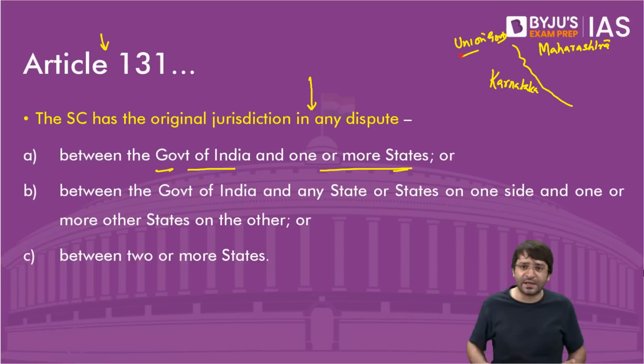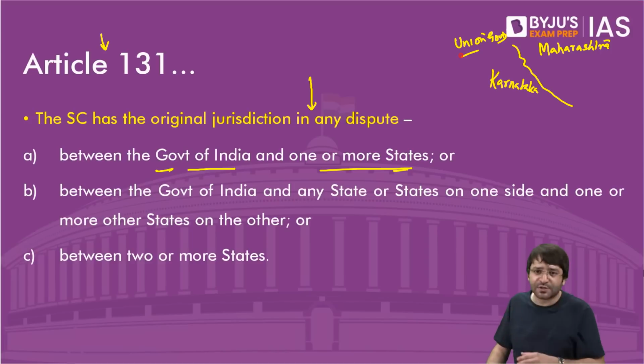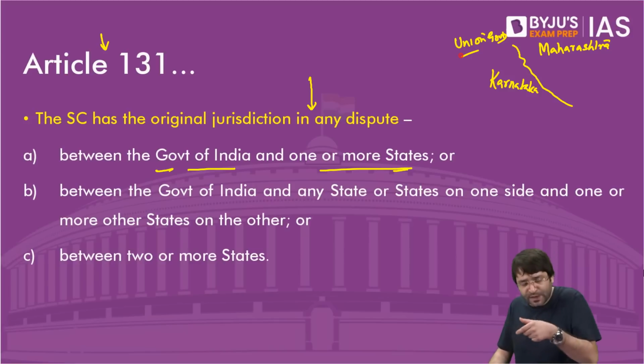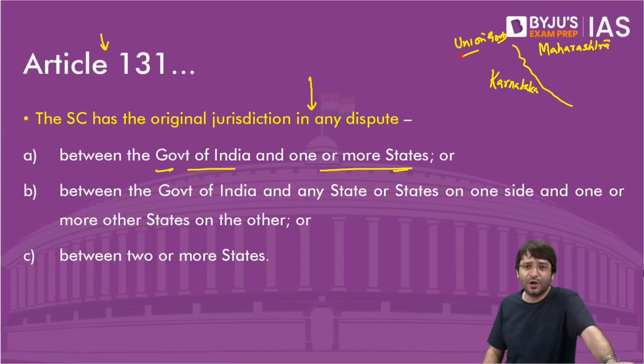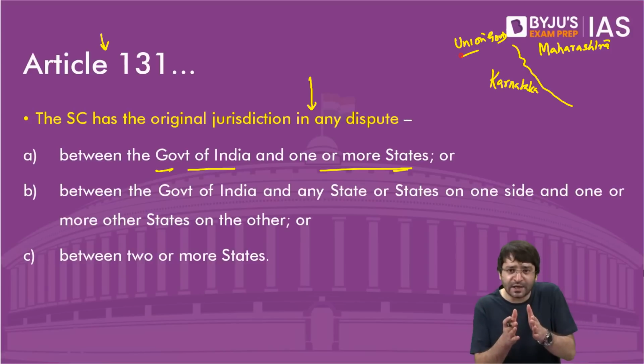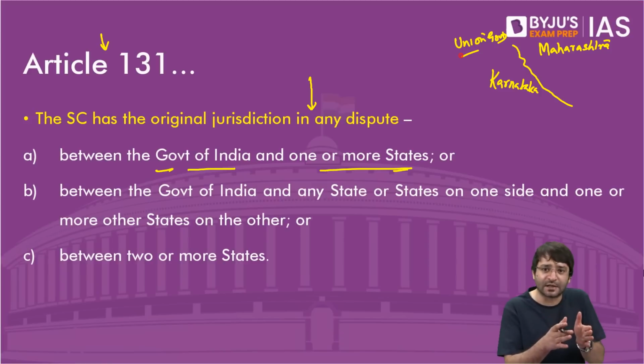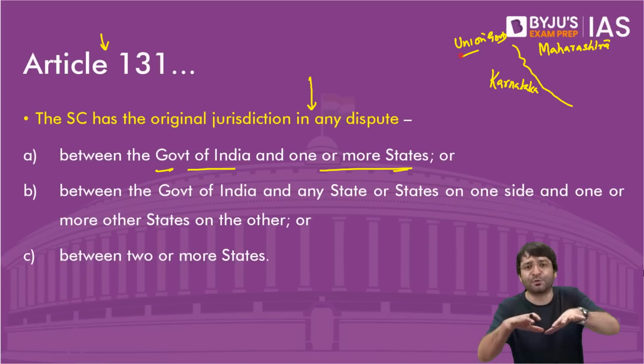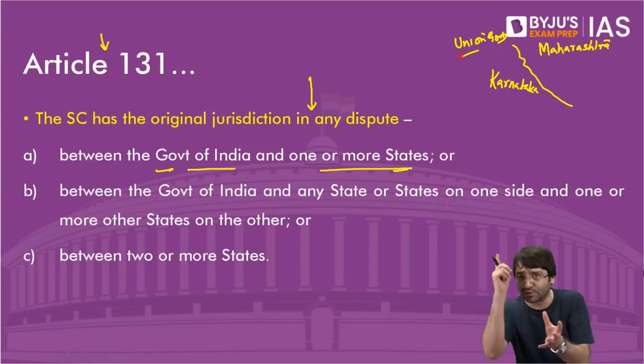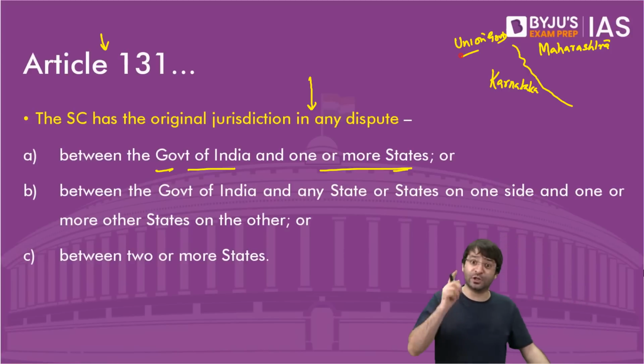And Karnataka says that there are areas in Maharashtra, Sholapur, Kolhapur. These areas should be under Karnataka because these are Kannada speaking areas. So there are some Kannada speaking areas in Maharashtra. There are some Marathi speaking areas in Karnataka. On these areas, there is a dispute. Who will resolve this dispute? Supreme Court has the original jurisdiction.